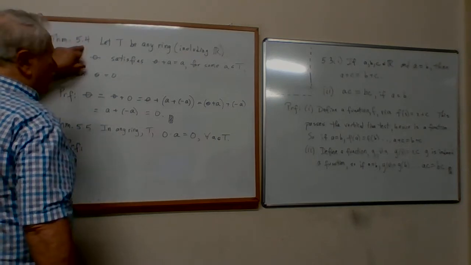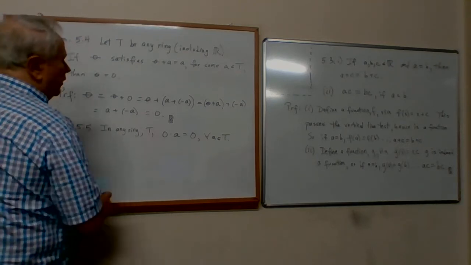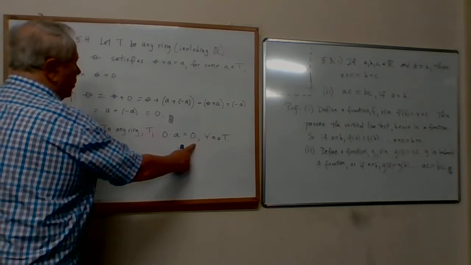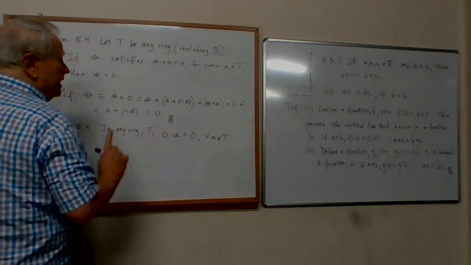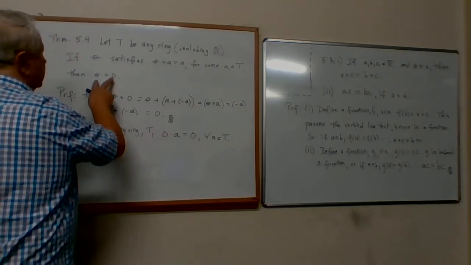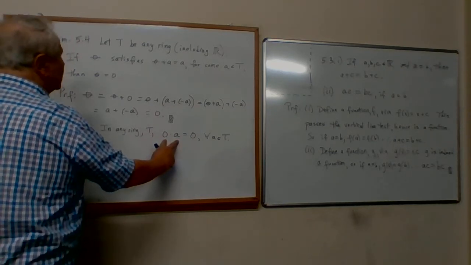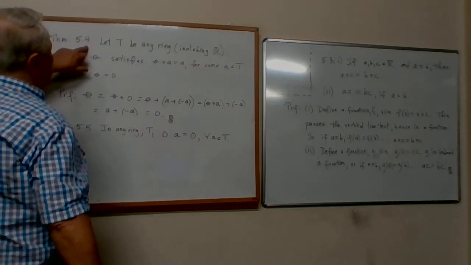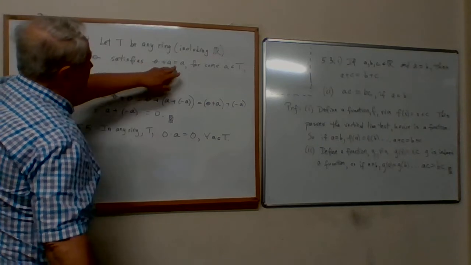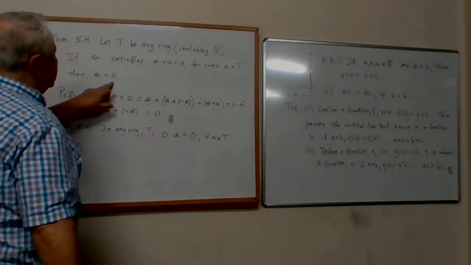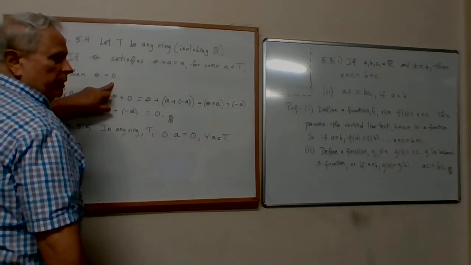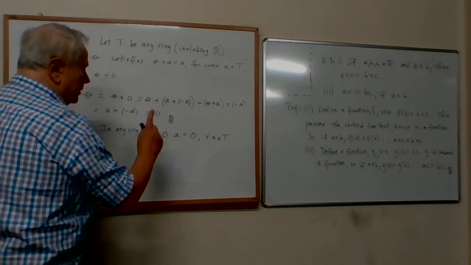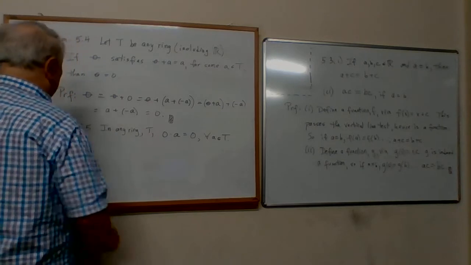By 5.4, if I want to show that this element is 0, it's enough to say that this element acts like 0 on one element. Because that's what 5.4 said. It said if theta acts like 0 on just one element, then theta is actually 0, no matter what the element was. So if this thing acts like 0 on one element, then it is 0.